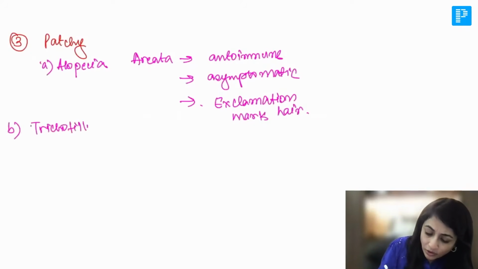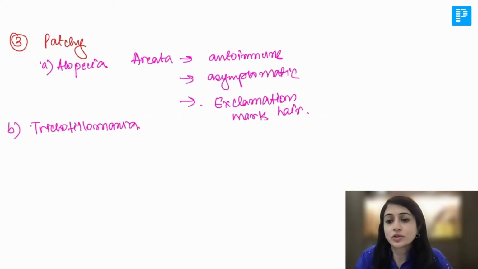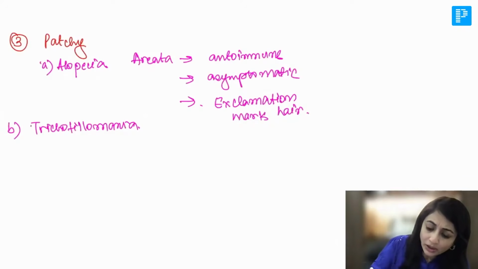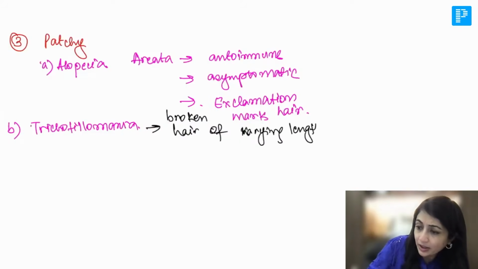In trichotillomania, what is the sign that you see? Yes, with trichotillomania, you see broken hair of varying lengths. You see a patch where there are different hairs of varying lengths, and you see frituxime.